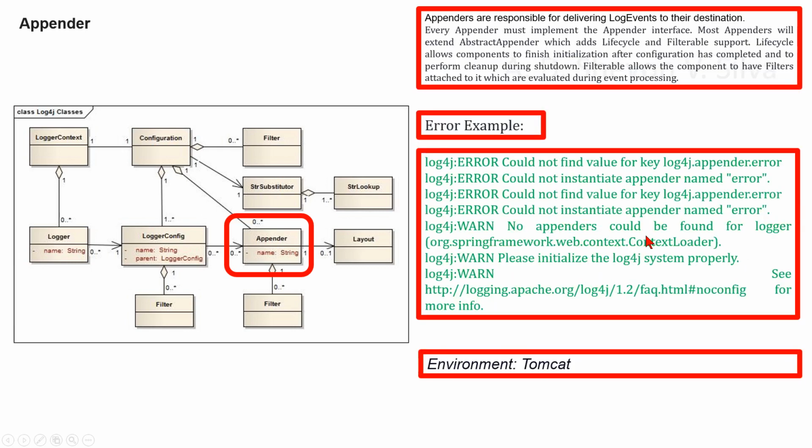As an error example, we can consider this occurred in an environment with Tomcat. Error: could not find the value for key log4j.appender.error. Could not instantiate the appender named error. Could not find the value for log4j.appender.error, and could not instantiate appender.error. No appenders could be found for logger, etc.